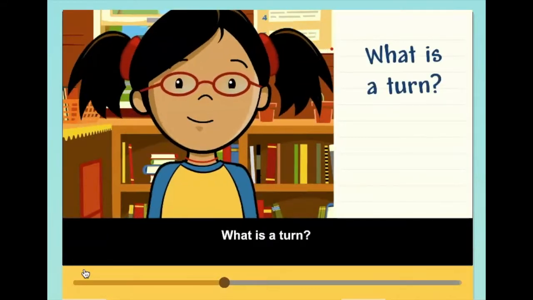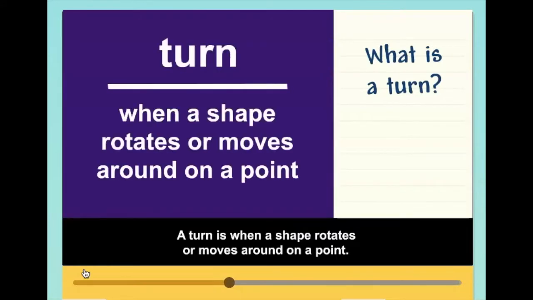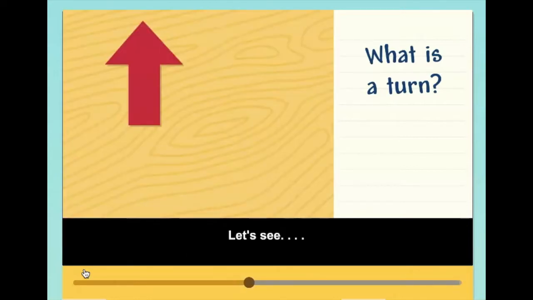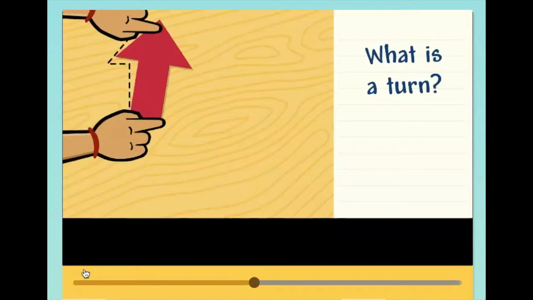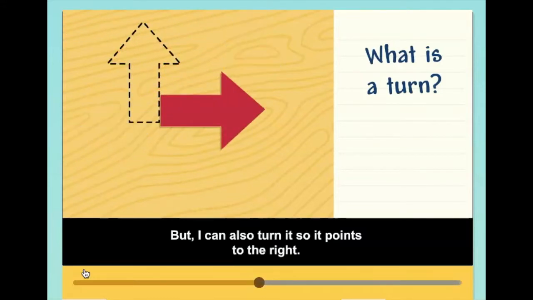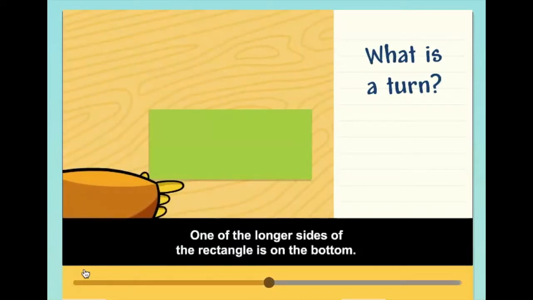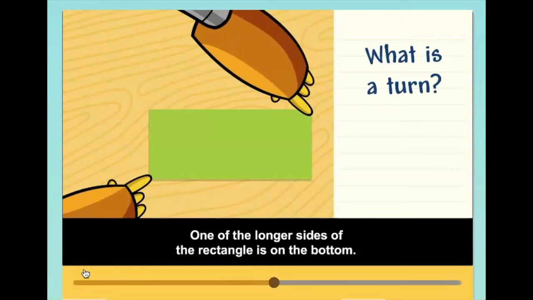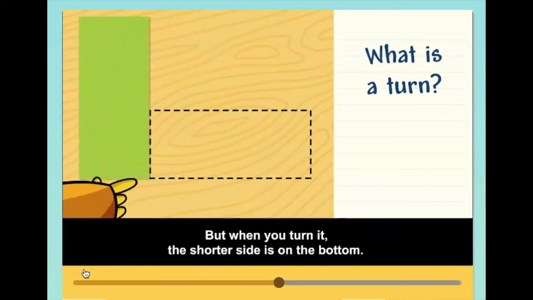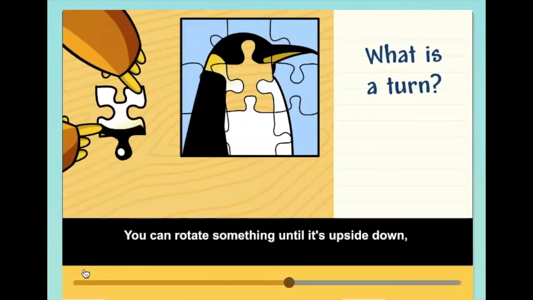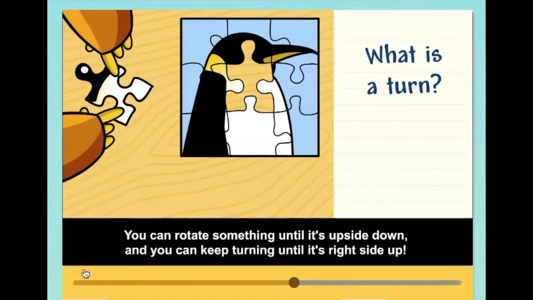You can also turn shapes. What is a turn? A turn is when a shape rotates or moves around on a point. On a clock, the hands turn and point to different numbers. Let's see. This arrow is pointing up. But I can also turn it so it points to the right. One of the longer sides of the rectangle is on the bottom. But when you turn it, the shorter side is on the bottom. You can rotate something until it's upside down, and you can keep turning until it's right side up.